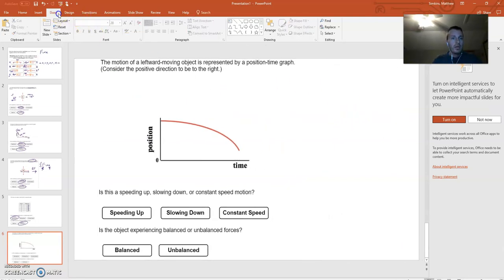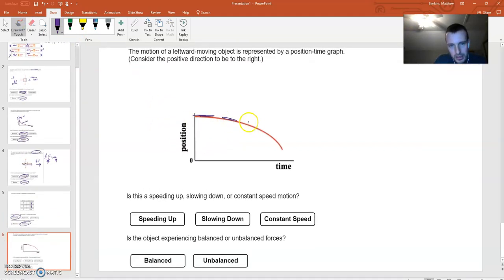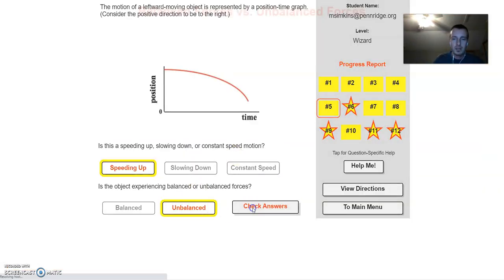All right, this one, if you imagine the slope is not very steep, and then it gets steeper, and it gets steeper, and it gets steeper. Steeper means faster, so that means we're speeding up. All right, and then is the object experiencing balanced or unbalanced forces? Well, if it's a curvy graph, that means we're accelerating, and if we're accelerating, that means the forces are unbalanced. So speeding up, unbalanced. Copy another star.